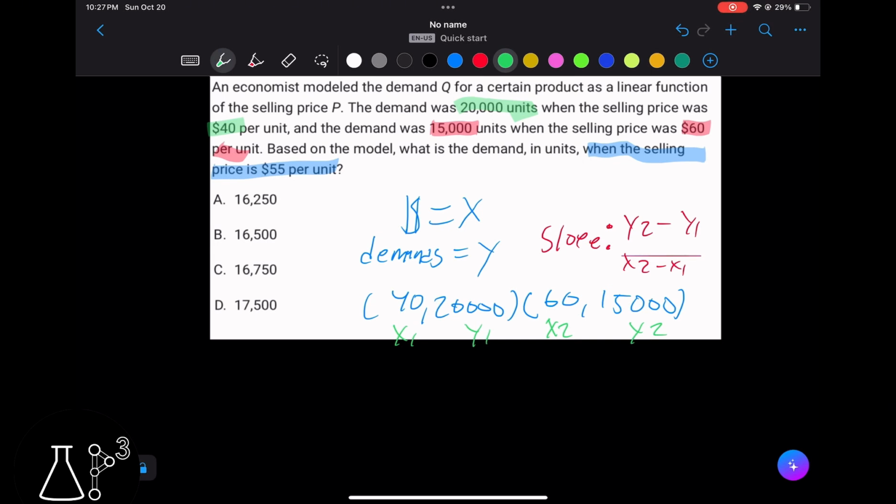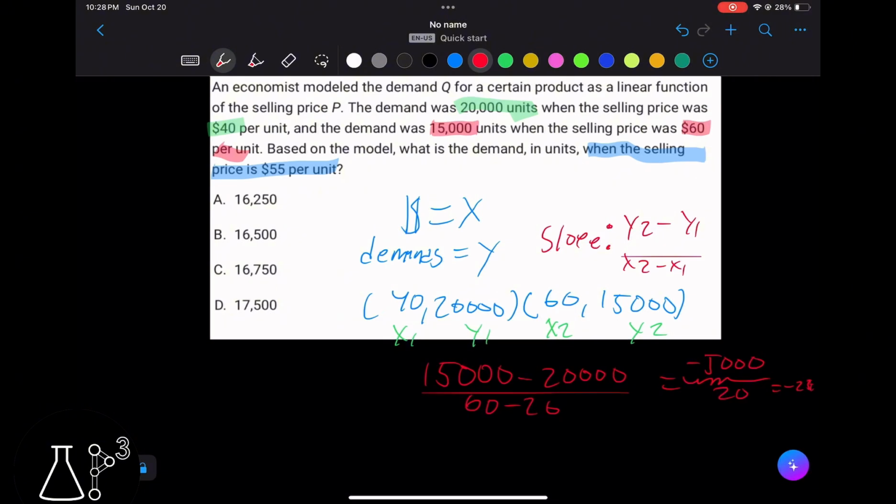If I plug it into the equation, I'm going to get my slope. So if I do 15,000 minus 20,000 and divide by 60 minus 40, I get negative 5,000 divided by 20, which equals negative 250. So our slope equals negative 250.